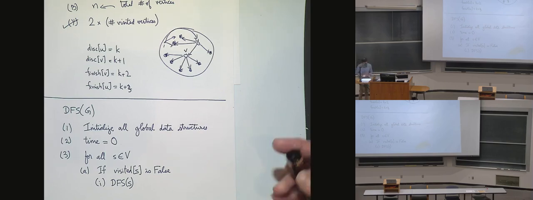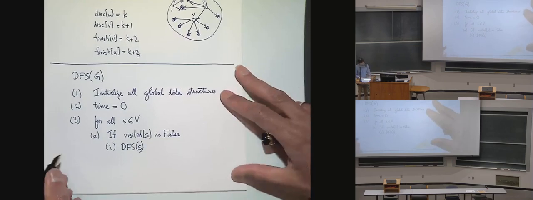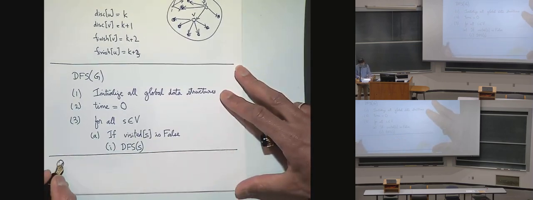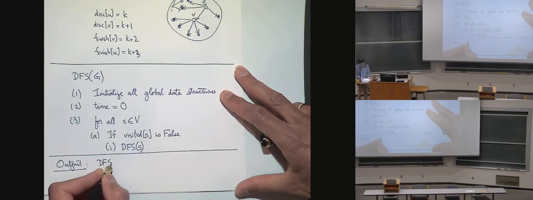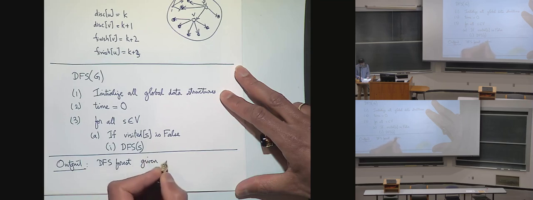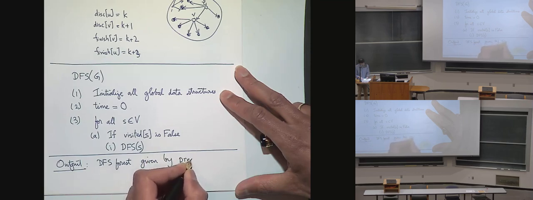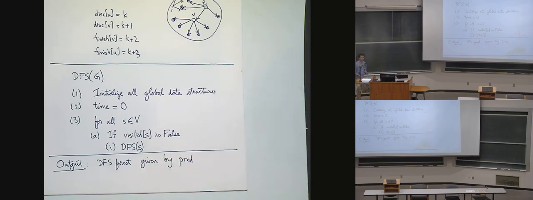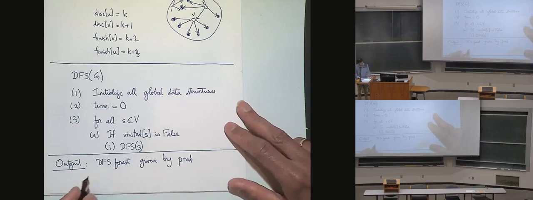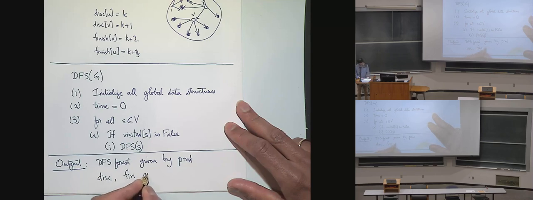And so this is basically the procedure. What is the output? The output is a DFS forest given by the predecessor array. And then you have the discovery and finish arrays of time.